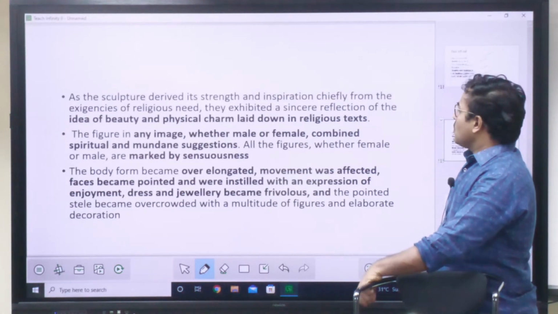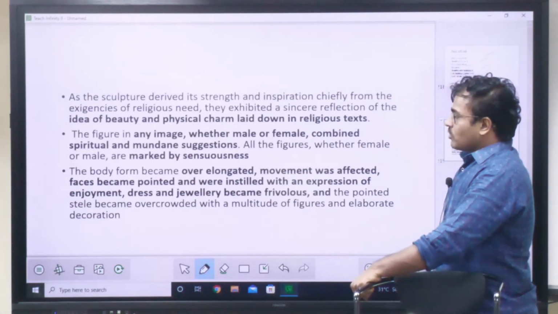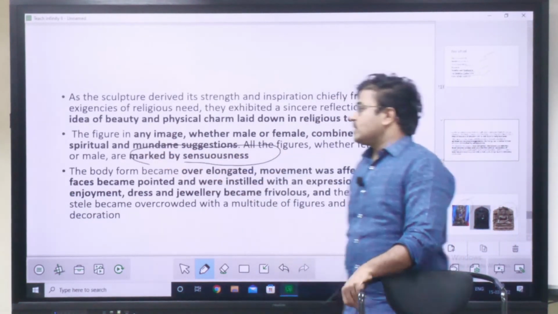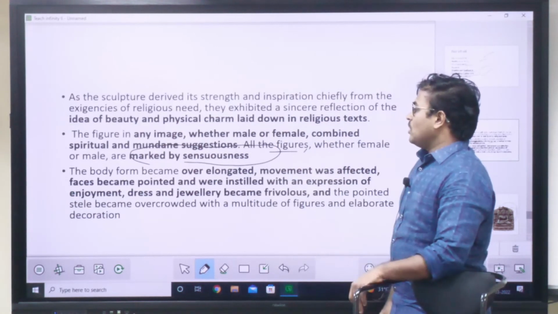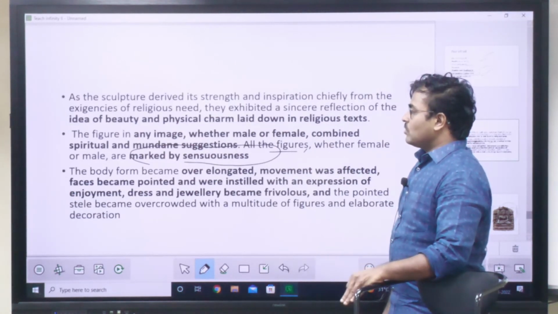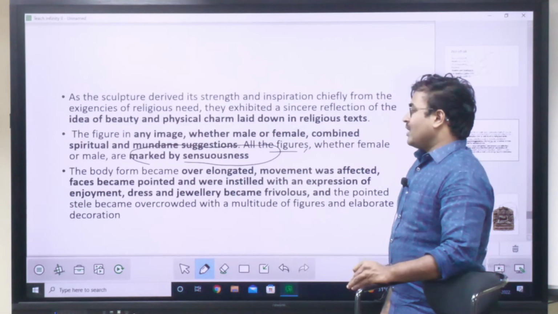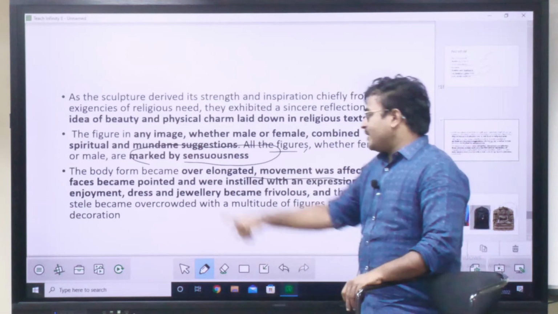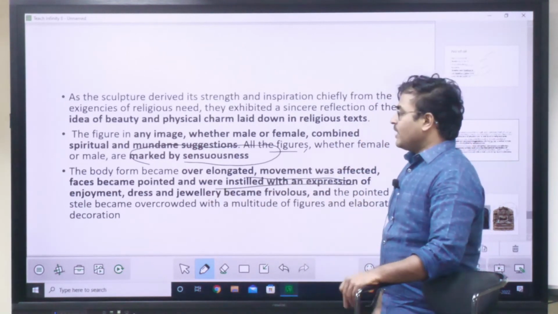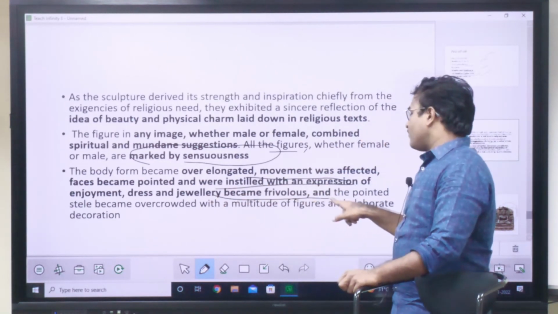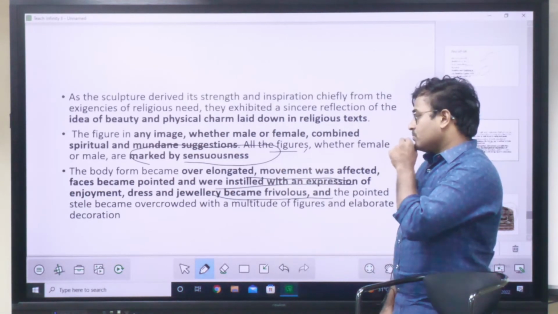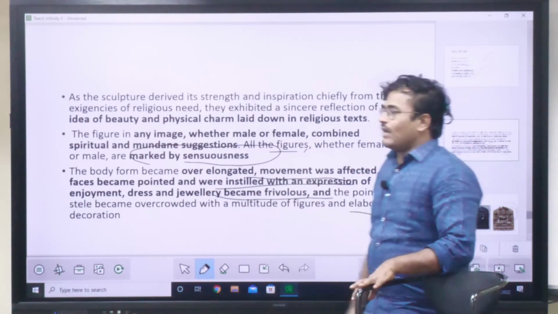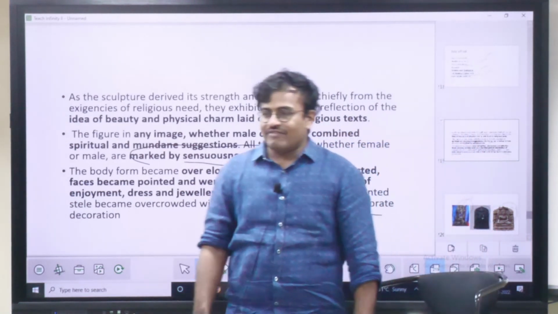Okay, write this down, or you highlight the things that I have talked about. It is marked by sensuousness, which is earthly pleasure. The body form became over elongated. Faces became pointed and were instilled with an expression of enjoyment. Dress and jewelry became frivolous. And there is emphasis on elaborate decoration.